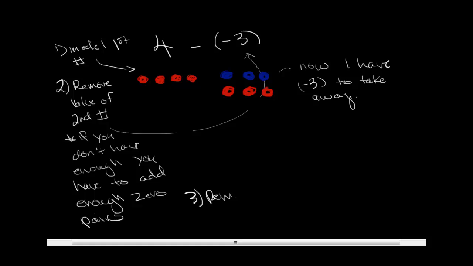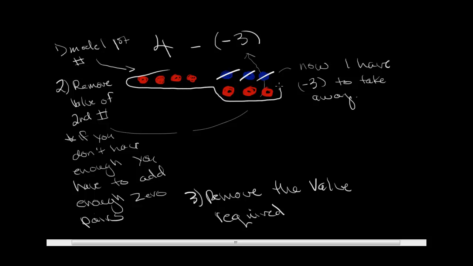So I'm going to go ahead now, and the next step will be to remove the value of the second number. So remove the value required, which is -3, and what we have left over is our answer. In this case, +7. So therefore, 4 minus -3 equals +7.